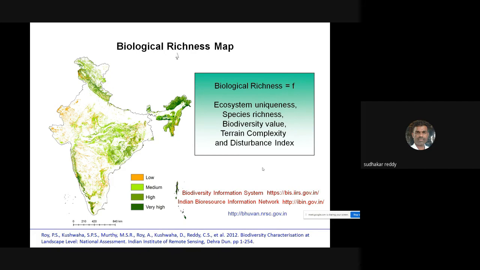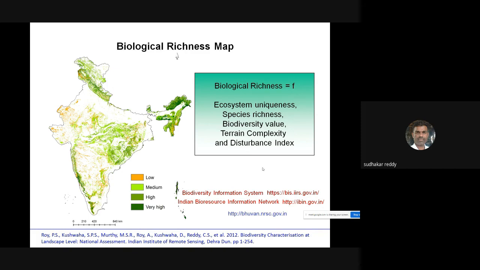And we have integrated remote sensing information, mainly in the form of vegetation types, terrain complexity, and the disturbance index. And finally, we have modeled the biological richness of the country. This was one of the major projects as part of the landscape level biodiversity characterization. This map clearly identifies that the very high biological richness areas are mostly in the central and southern Western Ghats, eastern Himalayas, and parts of Odisha as well as Madhya Pradesh.